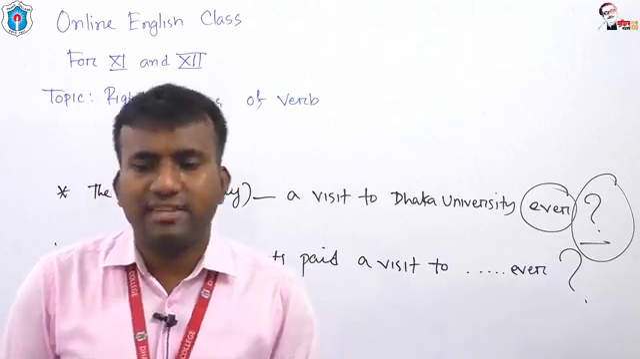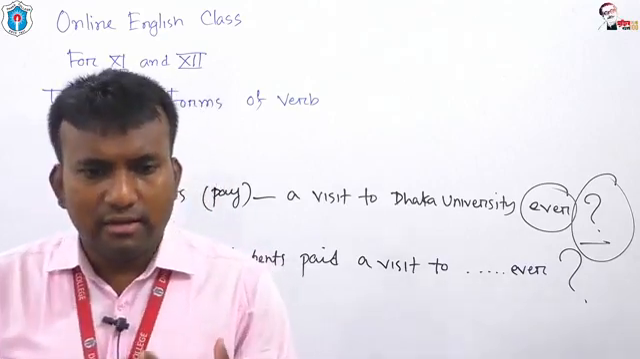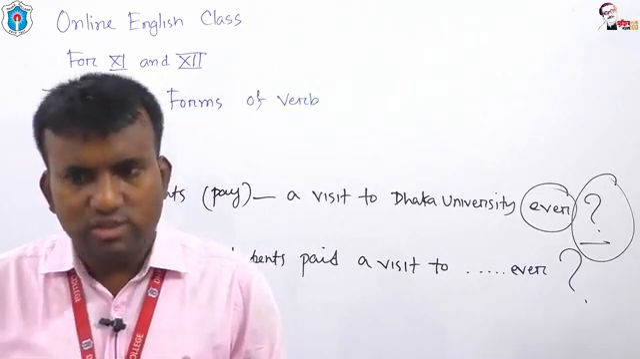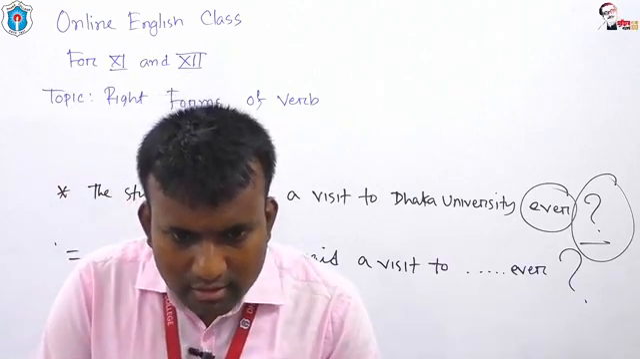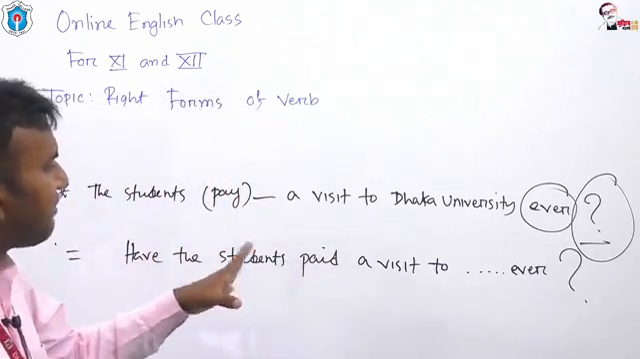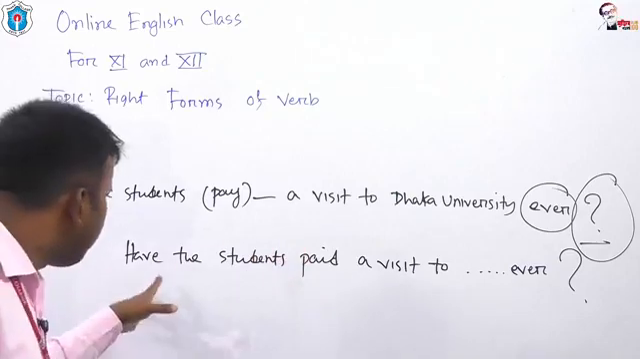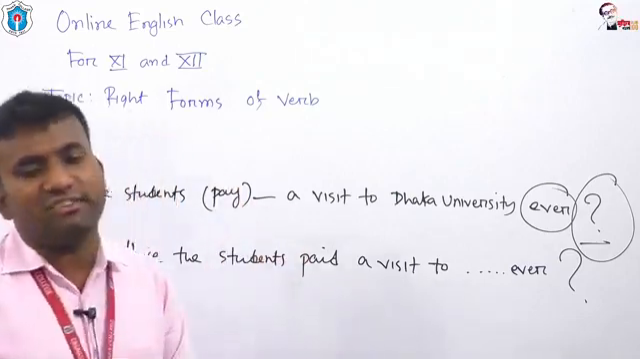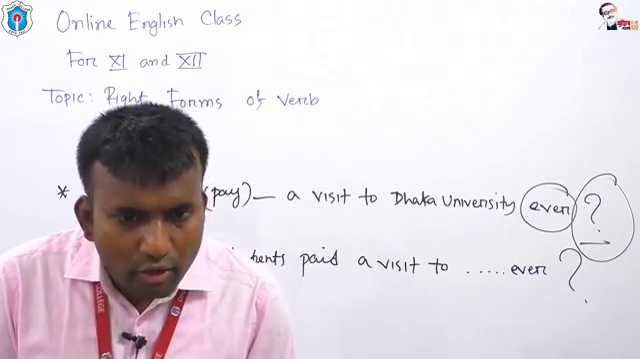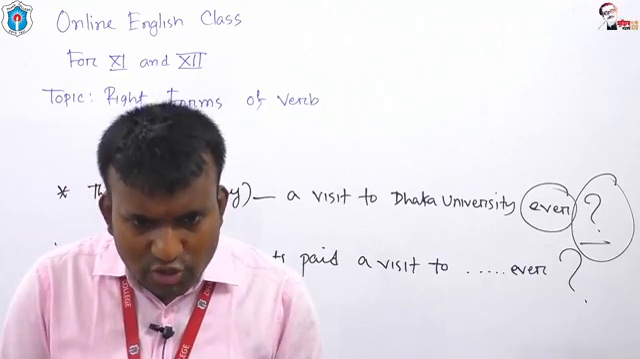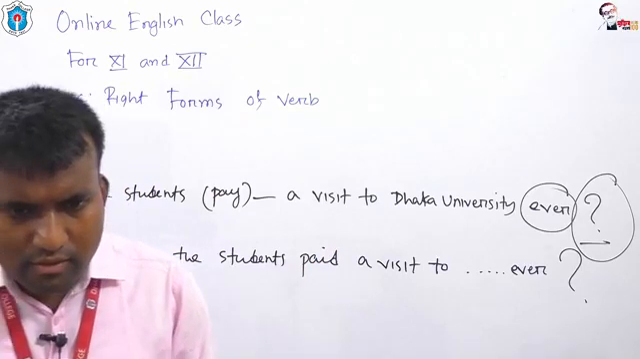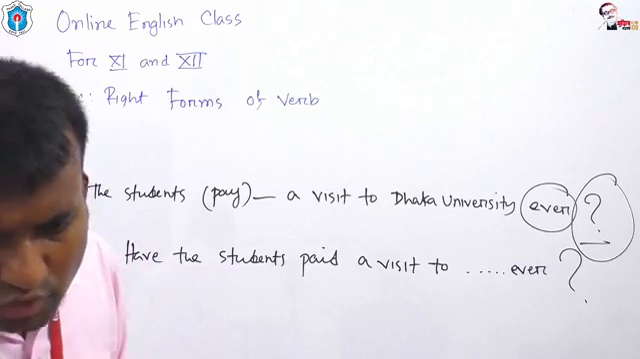Is it clear? So dear students, before taking the answer, you should calculate the example at least twice so that your answers become correct. So the answer is, have the students paid a visit to Dhaka University ever? Or have the students ever paid a visit to Dhaka University? Is it clear to you? Is my answer clear to you?